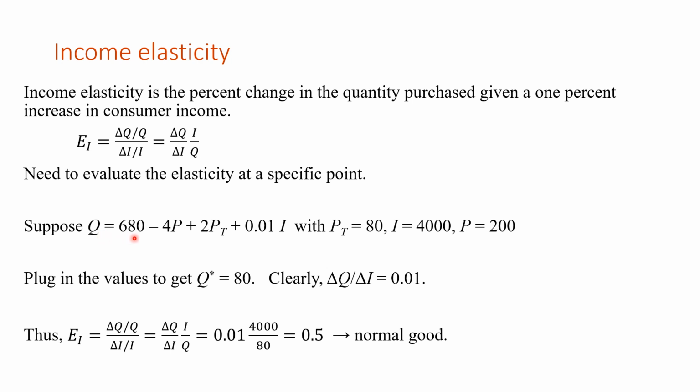So if we suppose this is the equation, the one we had on the previous slide, with PT 80, I 4000, P 200, we plug in values to get Q star equals 80.